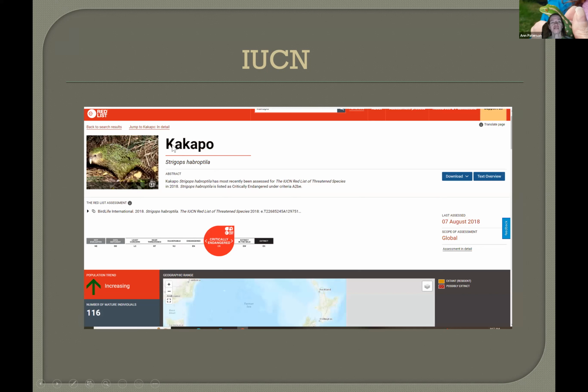Here's the kakapo. It's actually not quite spelled correctly. If we wanted the correct spelling, well, I won't go into that, but in the Maori language, this is not the correct spelling. But anyway, this is the kakapo, and you'll notice that it's critically endangered, and it says the population is increasing. Number of mature individuals, 116. Increasing is not very reassuring when you have 116 individuals.